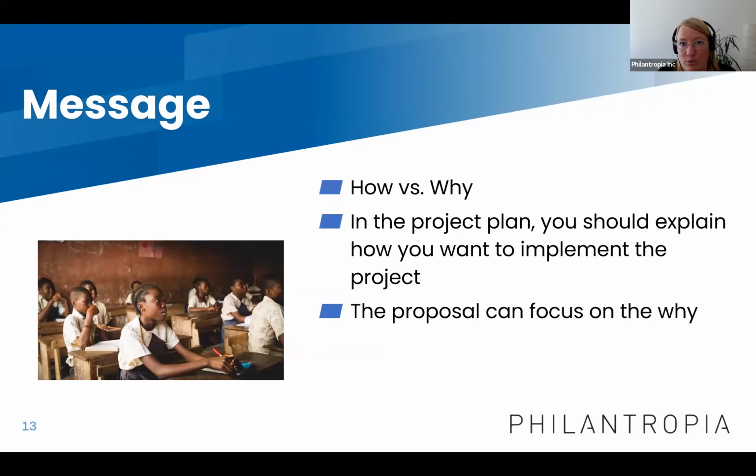So that is why a lot of the detailed information about the how can be taken out, but the proposal should focus more on the why. And again, we've stressed this before. You probably don't have to explain to your own team exactly why you want to or have to implement this project, because they do know that. That's why they work with you. That's the area that they work in, etc. But the donor needs to understand that, because that's the first question they ask themselves.